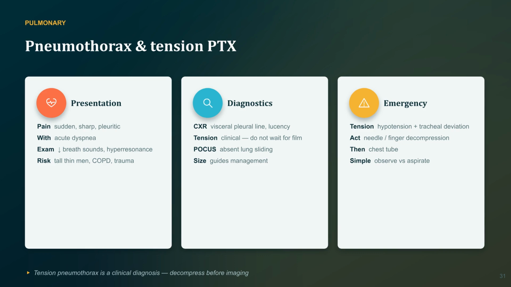Next, let's explore pulmonary causes of chest pain, starting with pneumothorax. It presents with sudden, sharp, pleuritic pain and acute dyspnea. Exam findings include decreased breath sounds and hyperresonance on the affected side. Remember that tension pneumothorax is a clinical diagnosis. You must decompress it immediately.